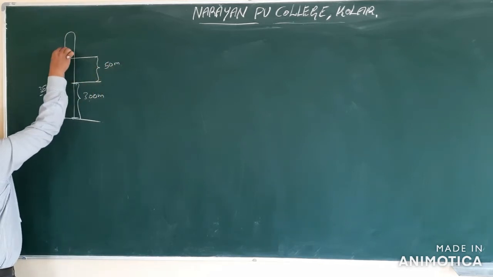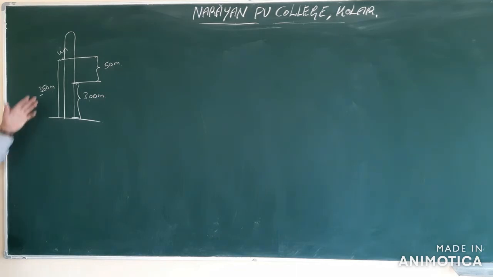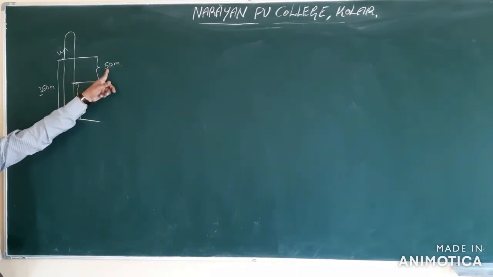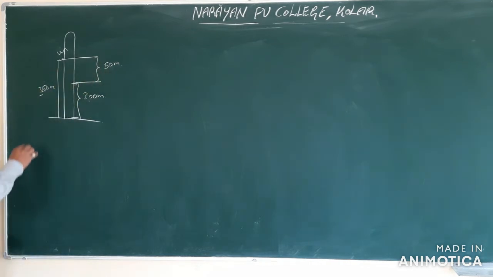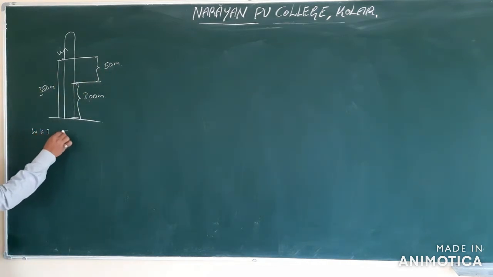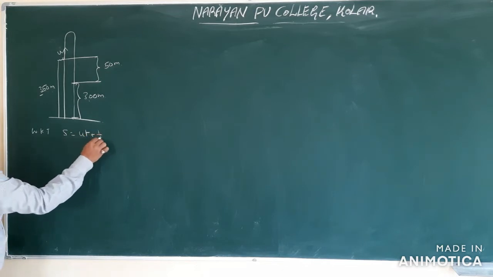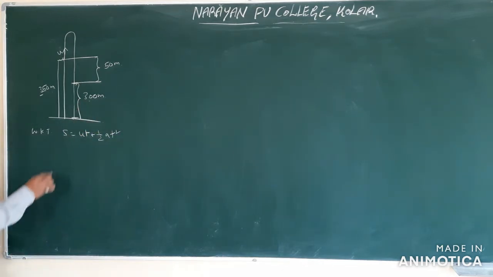It is thrown vertically upwards with initial velocity. If it is coming here means minus 350. It is going here only. Therefore, how much we should take? Minus 50. Therefore, this formula we are going to apply. S is equal to ut plus half at square. S value here minus 50.